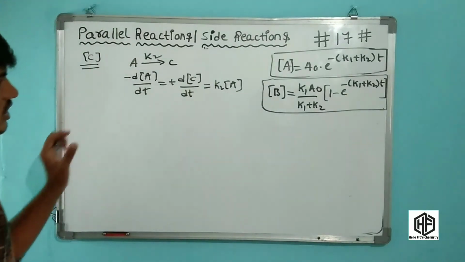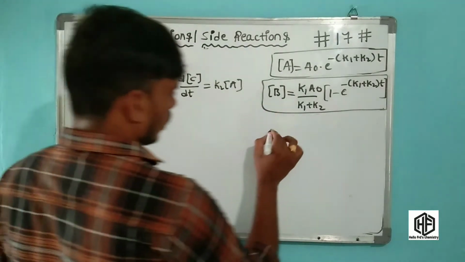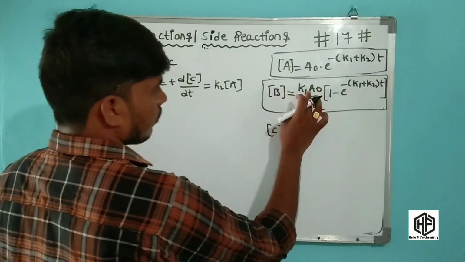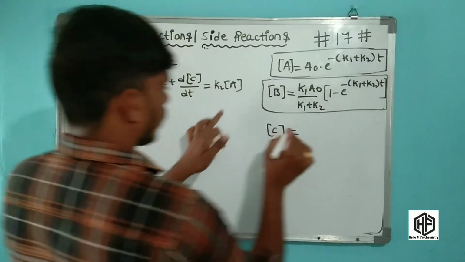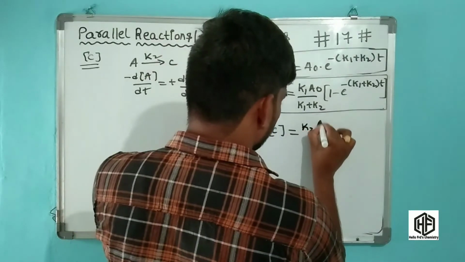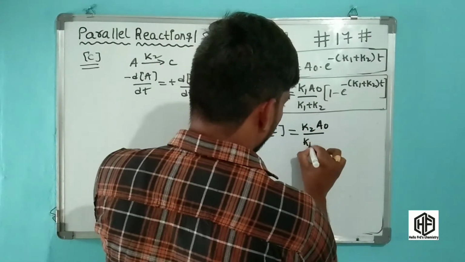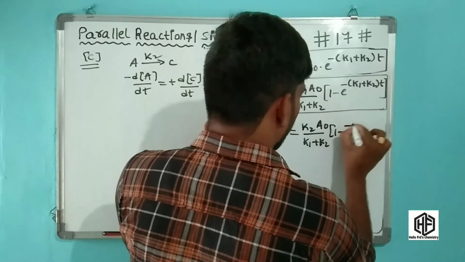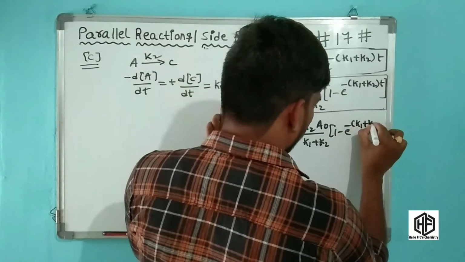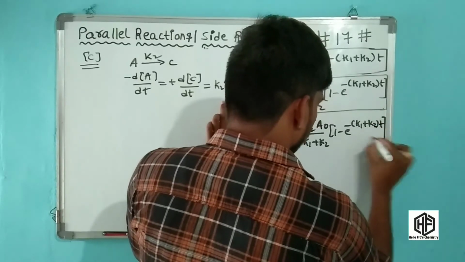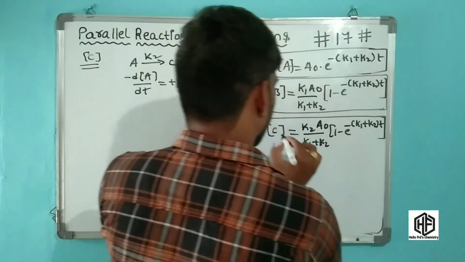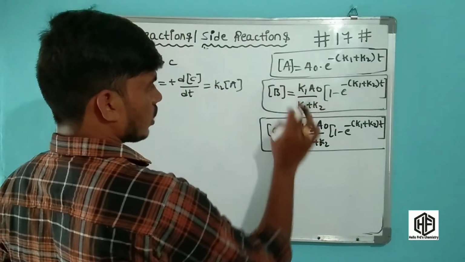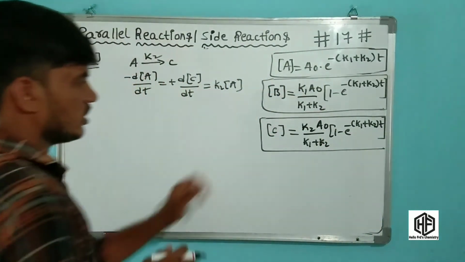This expression, same process. Now what happens, friends? Concentration of C is equal to, now in this place K1 is replaced by K2. This is K2 into A0 by K1 plus K2 into 1 minus e power of minus K1 plus K2 into t. Same expression, friends, with K1 replaced by K2. Okay friends, this is the expression.